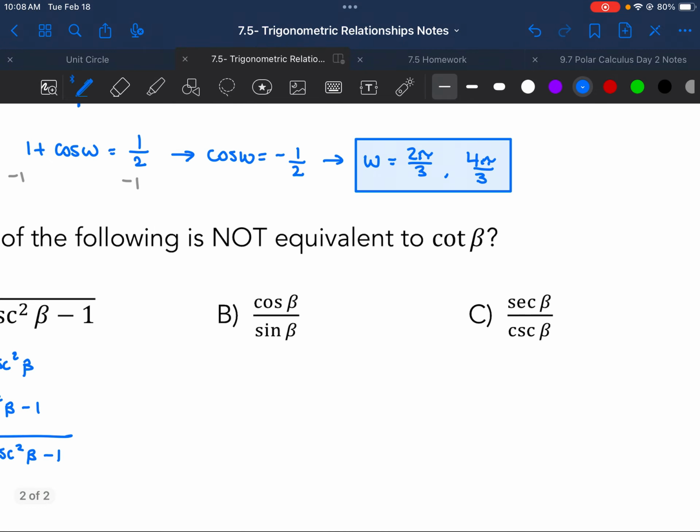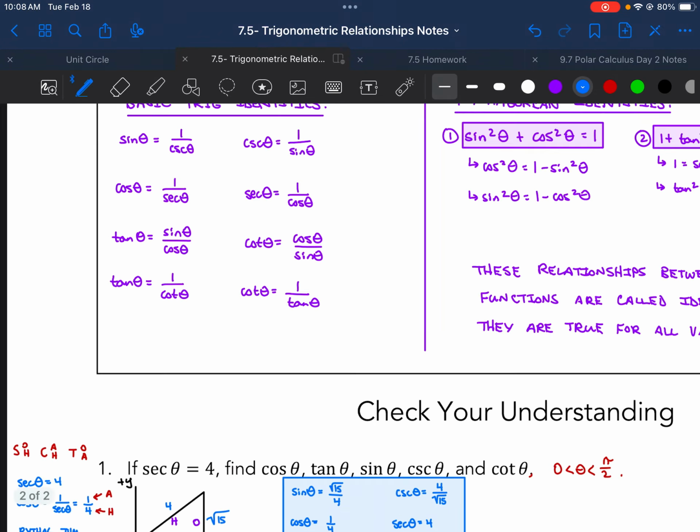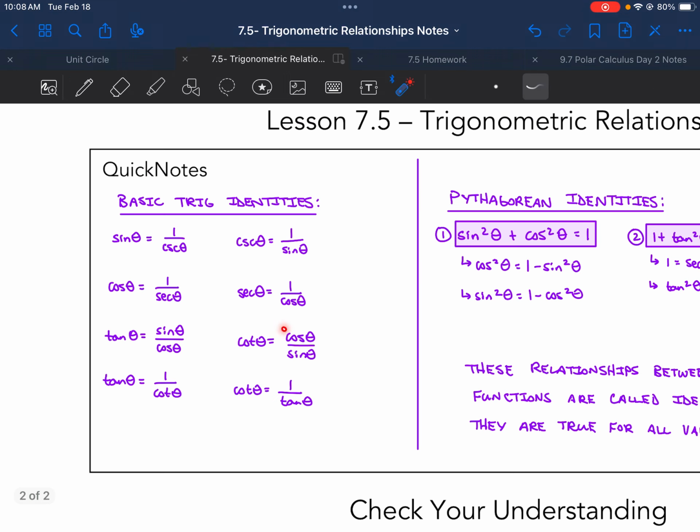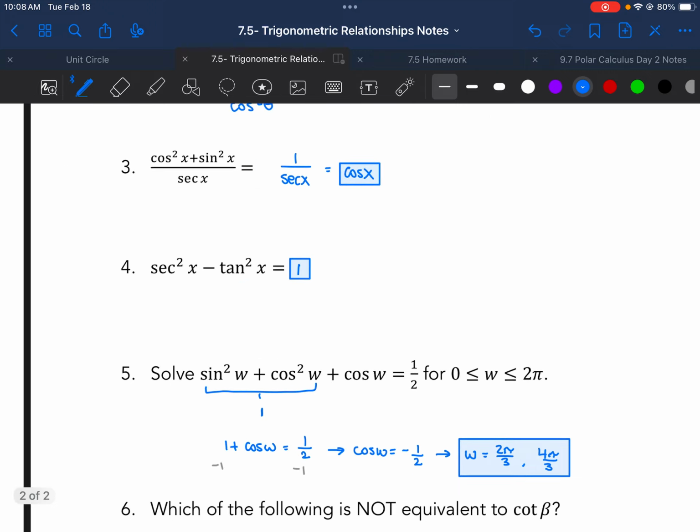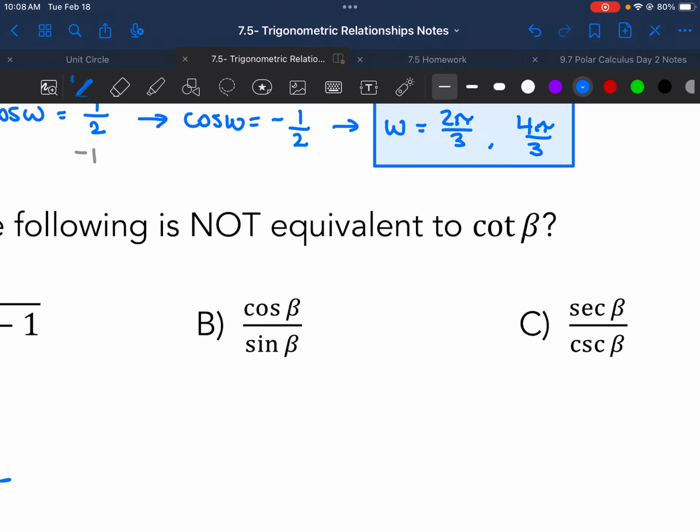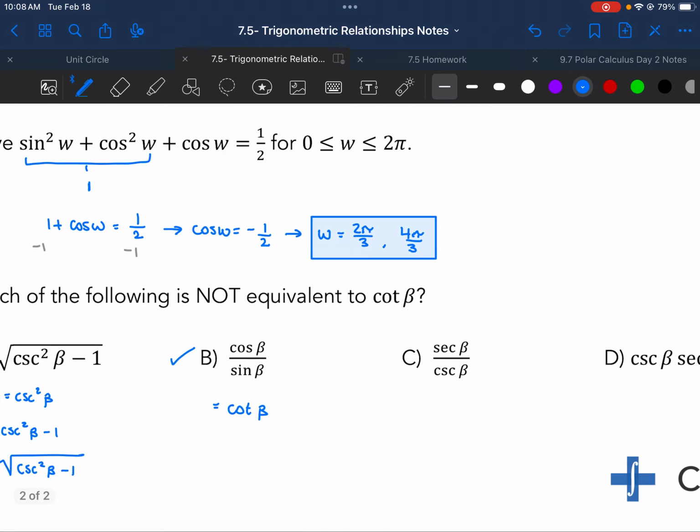All right. B, cosine of beta divided by sine of beta. That is literally the identity right here. Cosine over sine is equal to cotangent. So cosine beta over sine of beta is equal to cotangent of beta. So this one is also true.